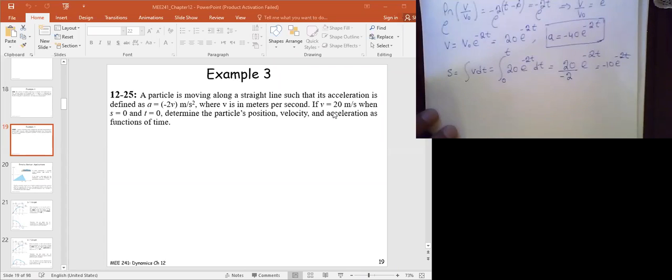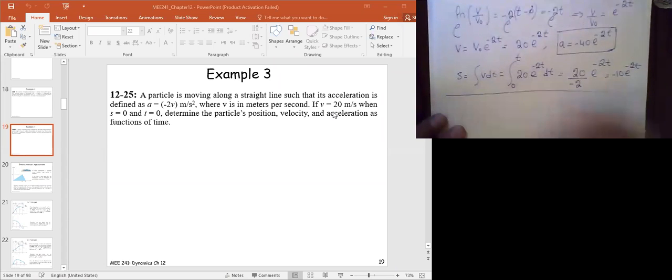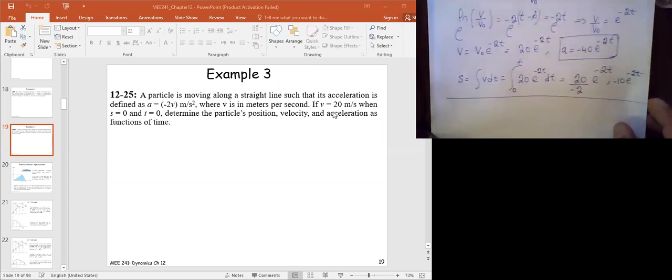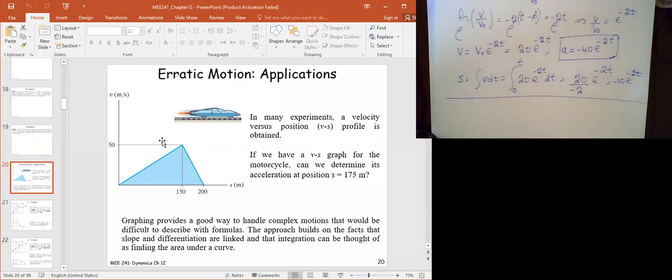Okay, and that's it, guys. We are done with these examples. Okay, great. So let's continue with our lecture. So now we're gonna look into, sometimes you actually have the velocity as a function of position or the acceleration as a function of time.